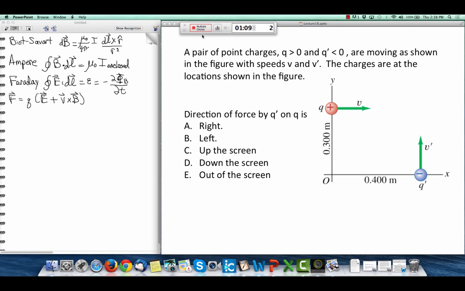Magnetic force, I should say. I didn't write it, but I'll say it out loud. Magnetic force, not electrostatic force, but the magnetic force of one on the other.